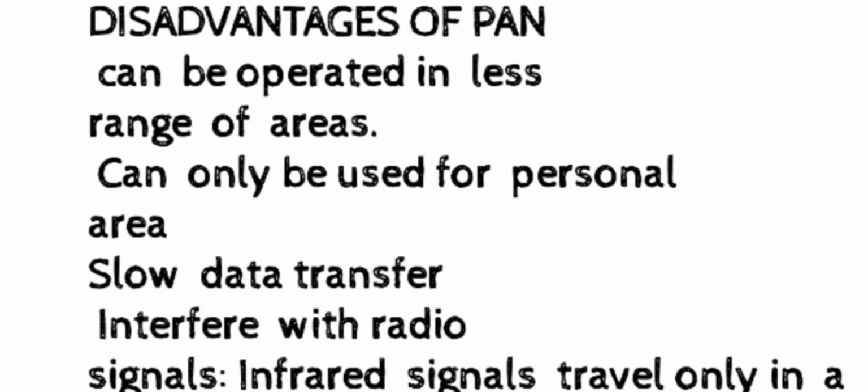Disadvantages of personal area network. PAN can be operated only in a short range of areas. Can only be used for personal area. Slow data transfer. Interferes with radio signals. Infrared signals travel only in a straight line.